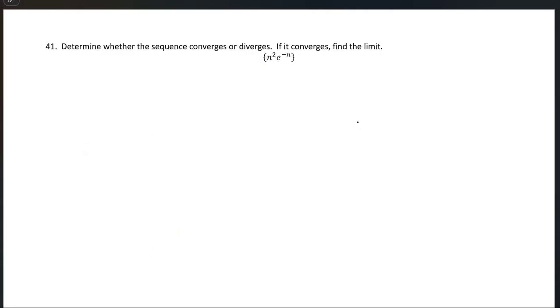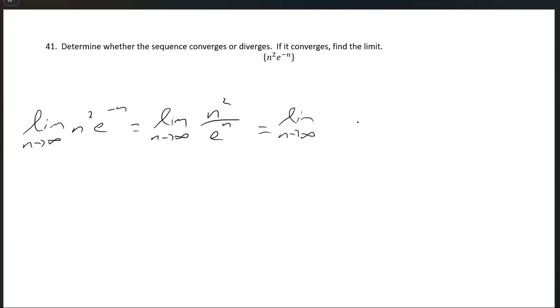Number 41, what about this guy? Limit as n approaches infinity of n squared e to the minus n. In order to use L'Hopital's rule, it has to be 0 over 0 or infinity over infinity. So we can rewrite the negative exponent as a positive, but on the bottom. Now it's infinity over infinity. So we can take the limit as n goes to infinity. Differentiate the top, that's 2n. Differentiate the bottom, that's just e to n. Still infinity over infinity. We can do it once more. So it's 2 on top, e to n on the bottom.